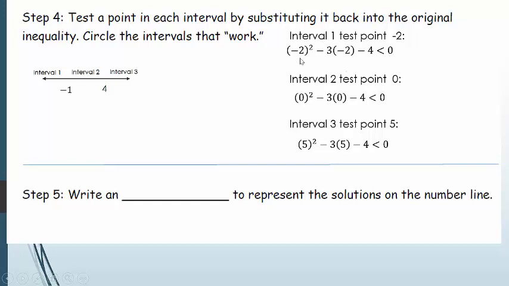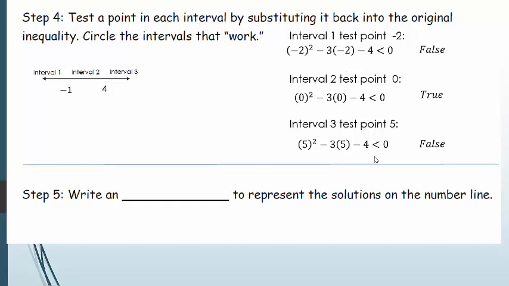If we do -2 squared minus 3 times -2 minus 4, we get 6. Then you have 6 is less than 0, which is completely false. So the statement that results from our test point is false for the first interval. For the second interval, you'll get -4 is less than 0, which is true. And for the third one, you'll end up getting 6 again, and 6 is not less than 0, so that third interval does not work.